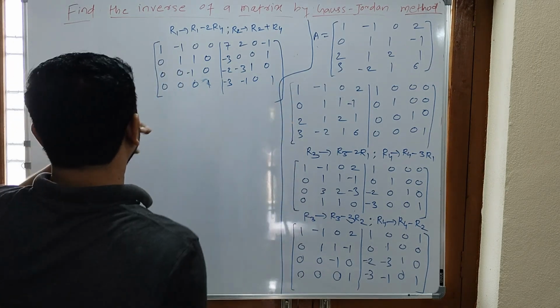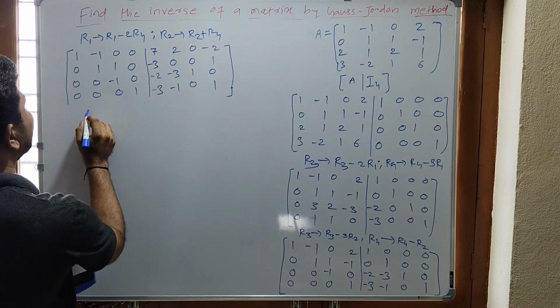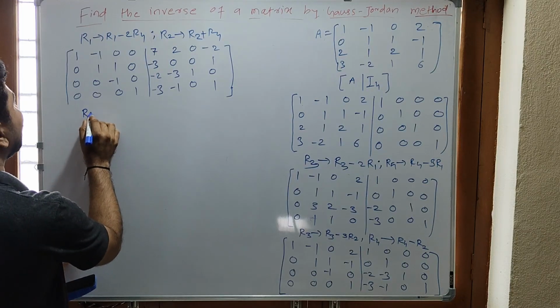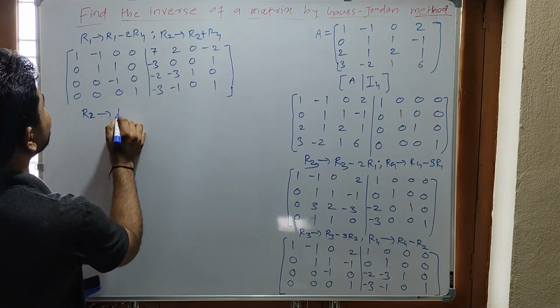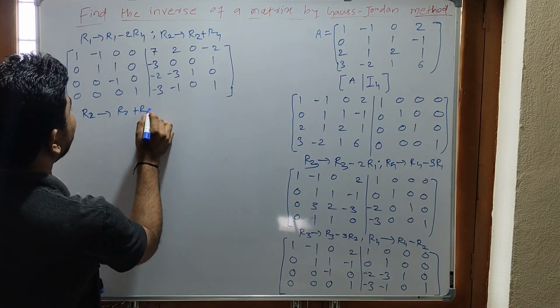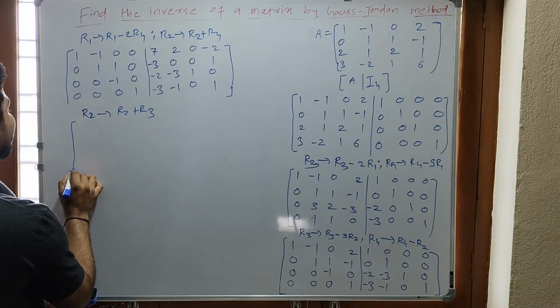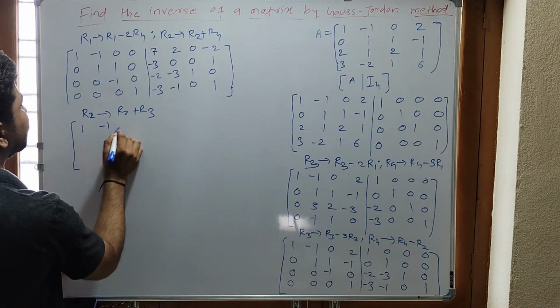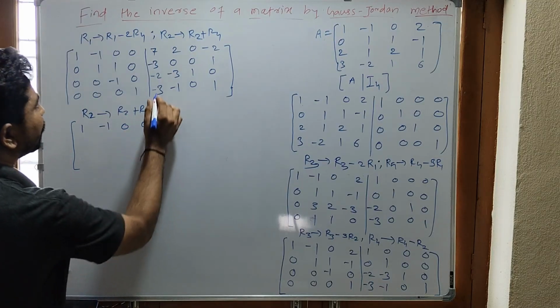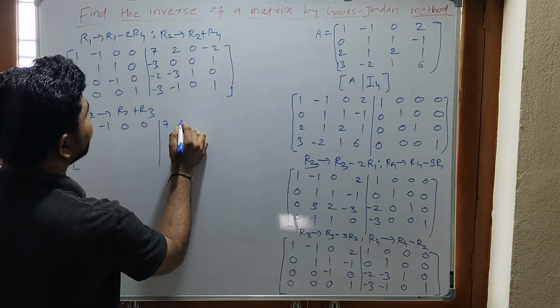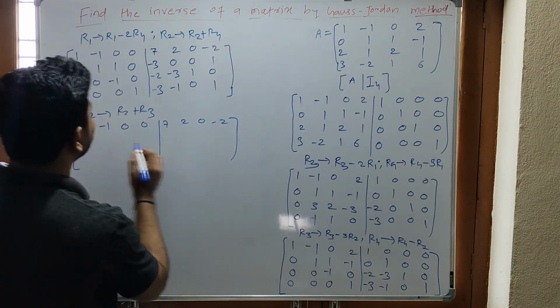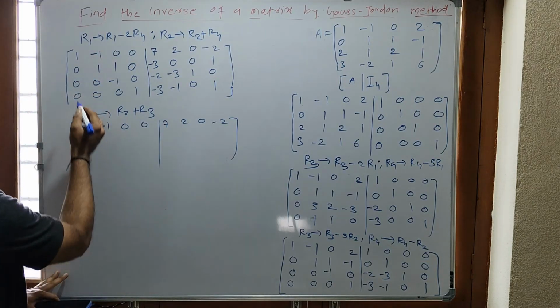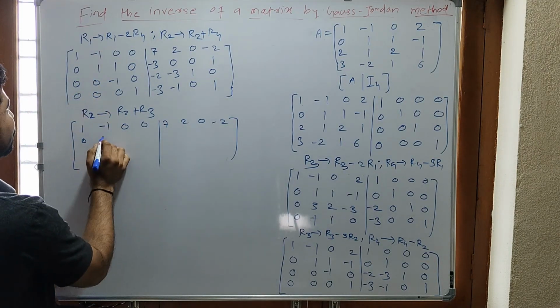Now here I want the operation, let's say here R2 changes to R2 plus let's say R3. So I get the resultant matrix as here. First row as it is. So 1, minus 1, 0, 0. So that is 7, 2, 0, minus 2. Second row 0 plus 0, 0. This is 1.